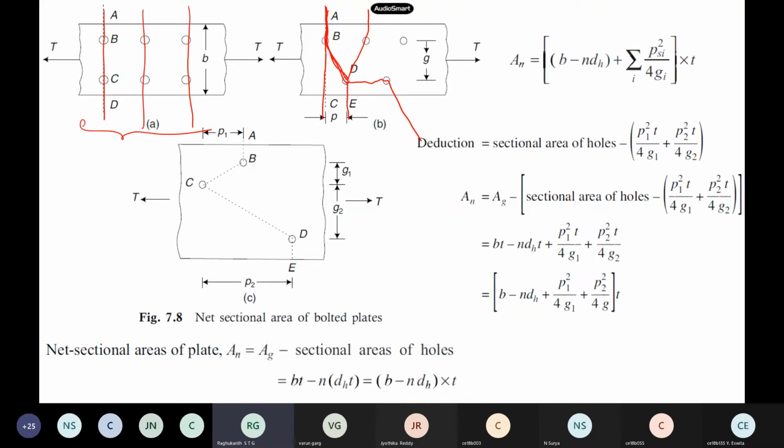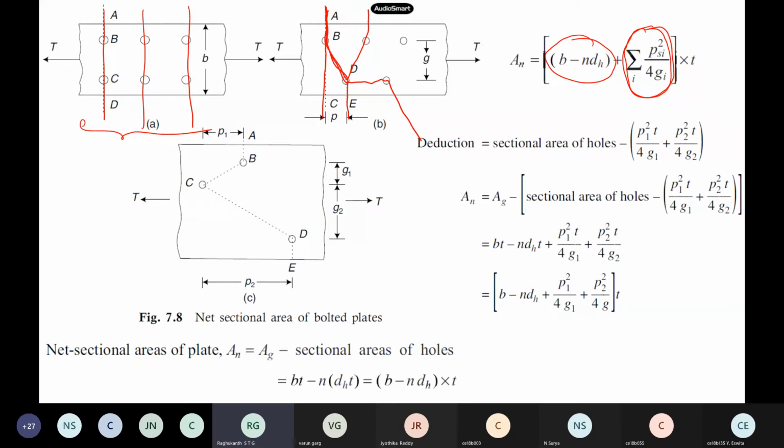So for staggered arrangements, you have to add this term. The number of holes is increasing, and generally this component decreases because of n times d times h. But if it is staggered, you have to add some extra terms, which come from the pitch and gauge distance and others. So you have to calculate this.